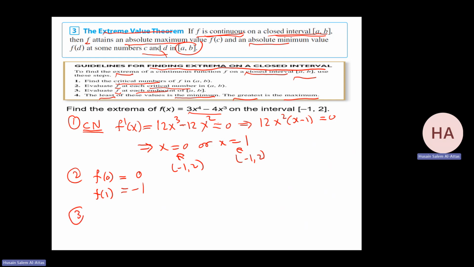Now, third step, evaluate f at each endpoint. I have the endpoints minus 1 and 2. So I need to find f of minus 1 and f of 2. What is f of minus 1? That will be 3 plus 4, that will be 7. F of 2: 2 to the power 4 is 16, 16 times 3, 48. That will be 48.